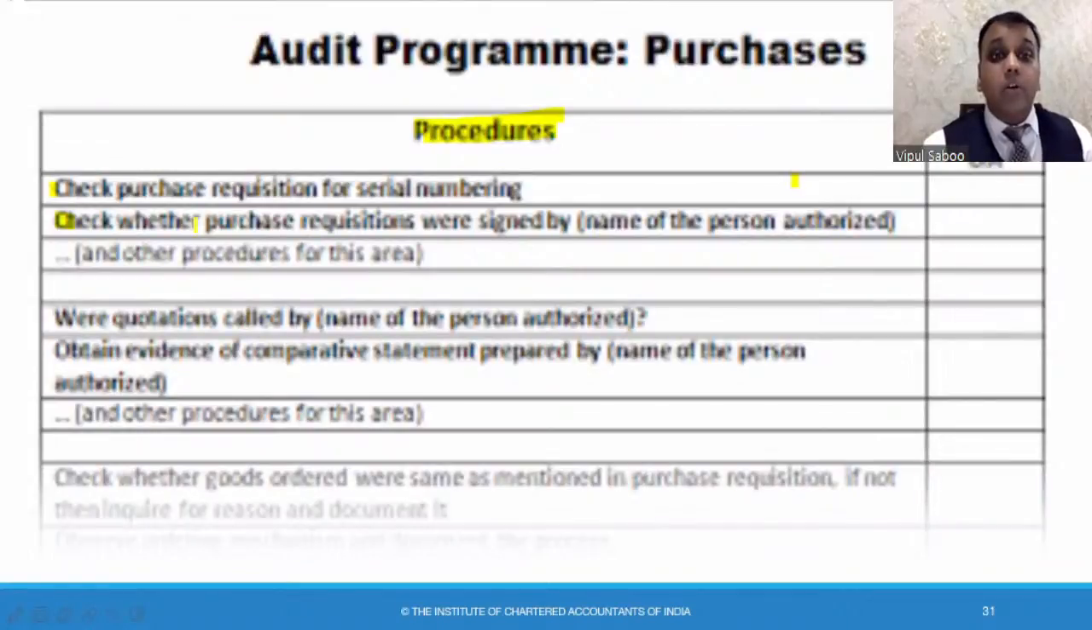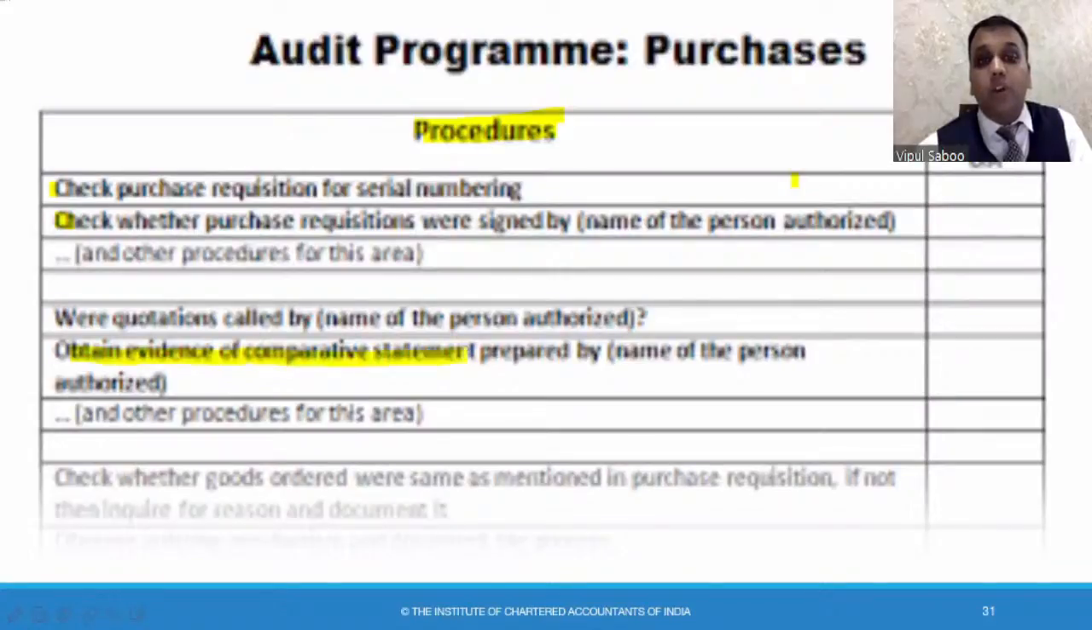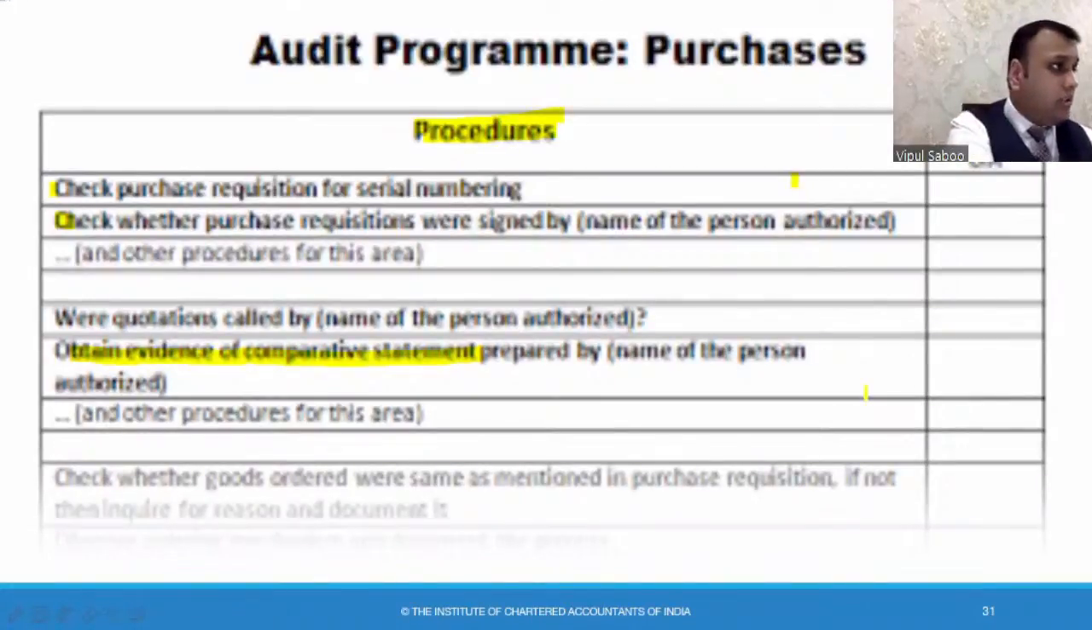Then, were quotations called for? We asked for quotations from different vendors. If we have a fixed vendor, then it is completely fine. But if it is a new order or we are making new purchases, whether we floated for quotations, whether quotations were asked for from different vendors. Obtain evidence of comparative statement prepared. So when you asked for quotations, different vendors sent you their quotations.